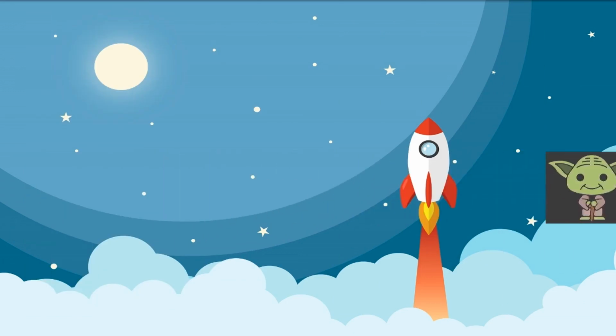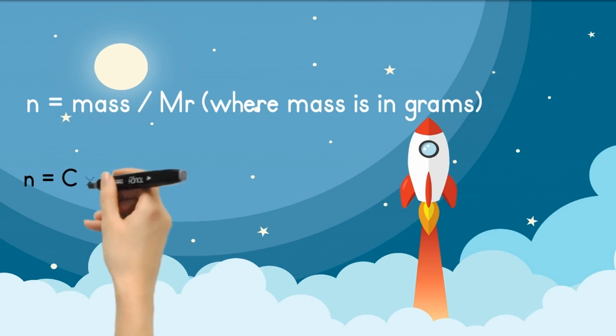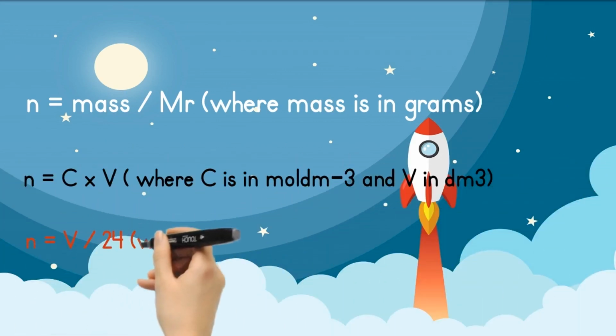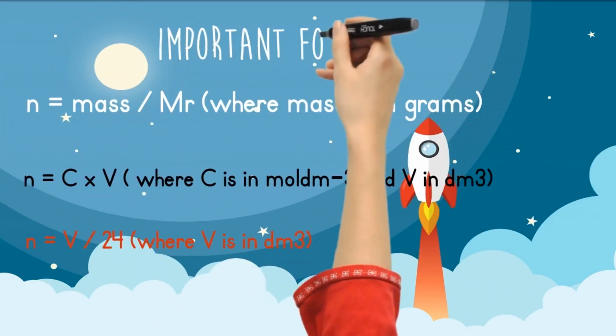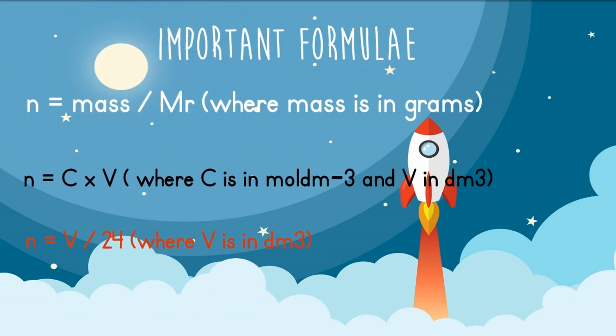There are 3 important mole formulae. N equals mass divided by molar mass for a solid. N equals C times V for a liquid, and N equals V divided by 24 for a gas. You will need to be able to use any of these formulae in combination for higher tier calculations.